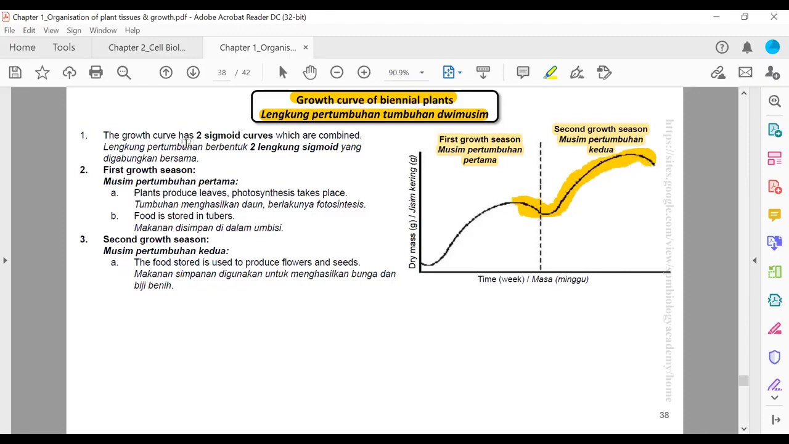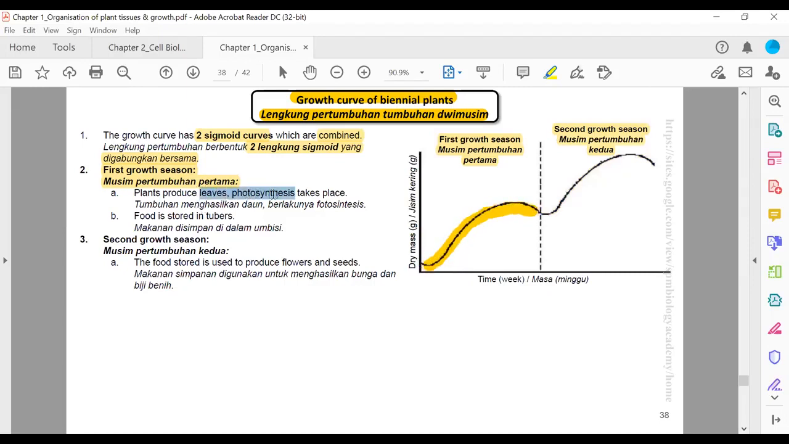This time, they grow for reproduction purposes. So the growth curve has two sigmoid curves which are combined, berbentuk dua lengkung sigmoid yang digabungkan bersama. So which are the two curves? This is the first sigmoid curve and another sigmoid curve joined together. So they have two sigmoid curves, dua lengkung sigmoid. First growth season, musim pertumbuhan pertama, which is this. This is the first growth season.